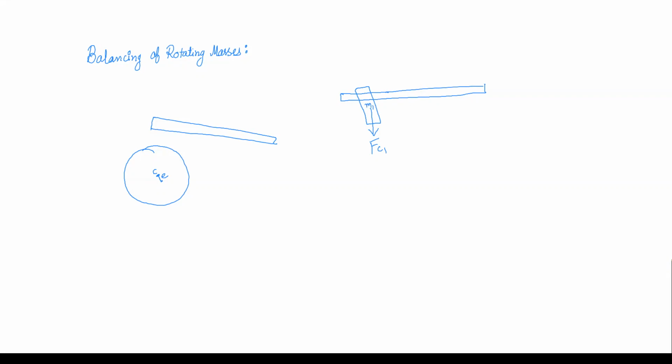And then let's say there is another load. Load may be in the form of a rotor, turbine blades, or a compressor. Okay. Let's say there is this another mass m2, and then when the shaft is in motion, this centrifugal force comes out. And let's say there is one more mass m3, and it also causes a centrifugal force Fc3 when the shaft rotates.